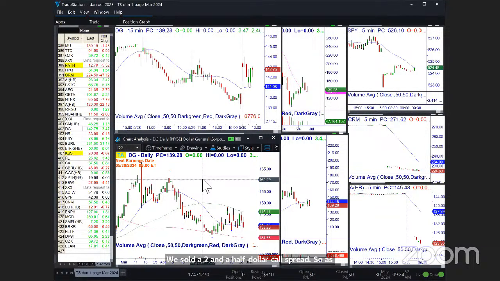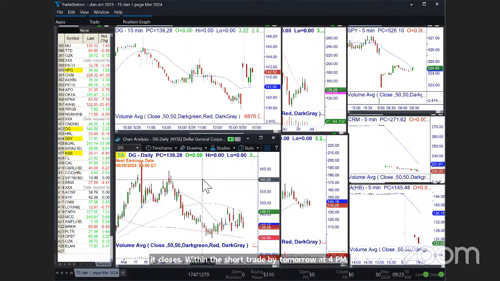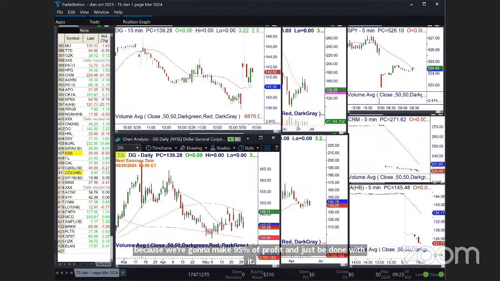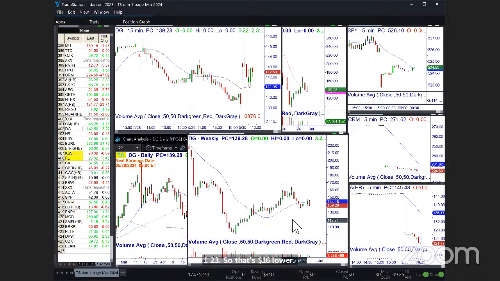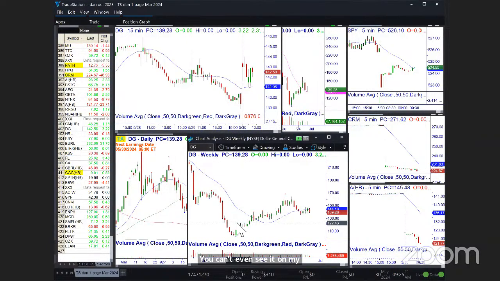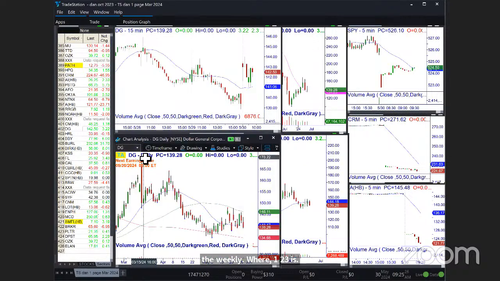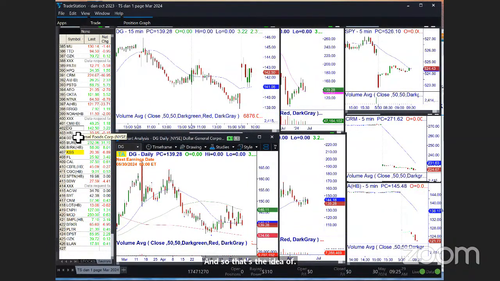So as long as it closes within the short strikes by tomorrow at 4 p.m., we make max profit. But I get out of them in the middle because we're going to make 95% of profit and just be done with it. And then on the downside, as you see, we sold the 123s. So that's $16 lower. You can't even see it on my chart here. Look on the weekly. Look where 123 is. And so that's the idea of selling options into earnings. So yeah, we got those two.